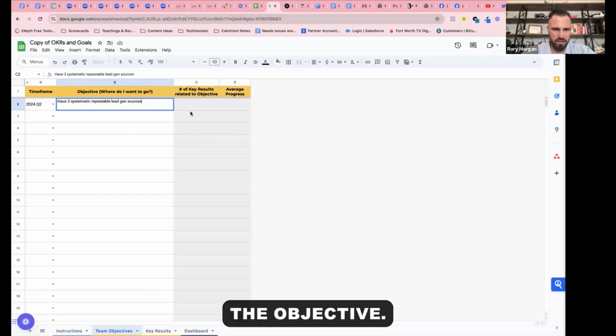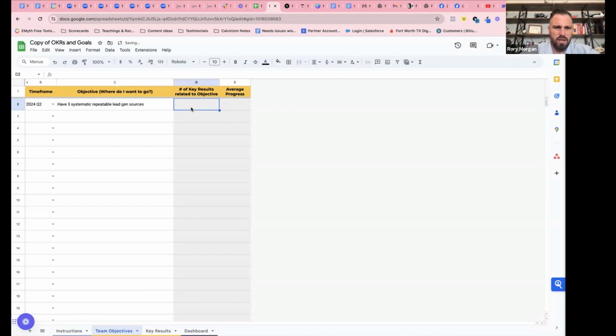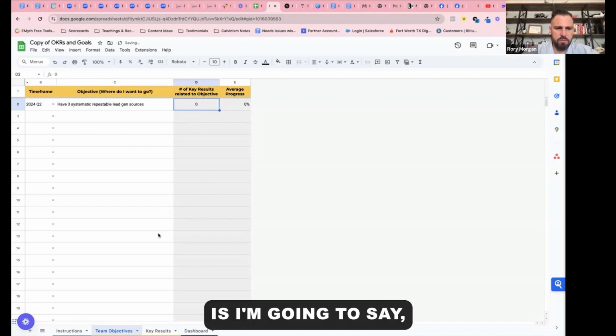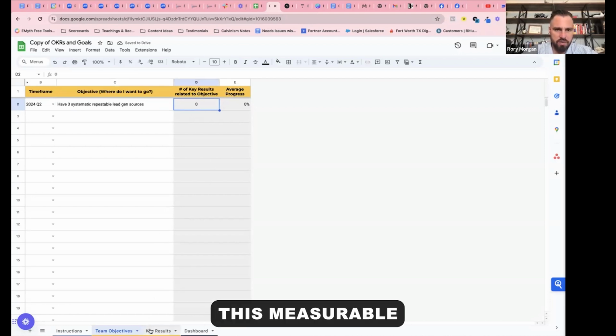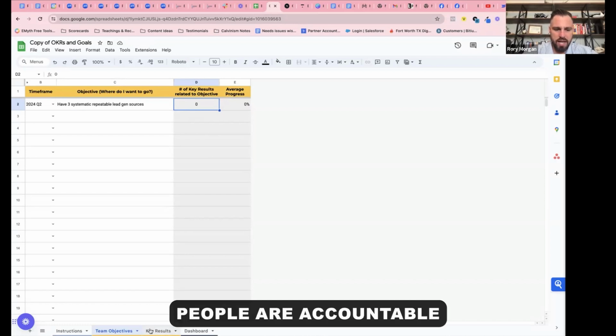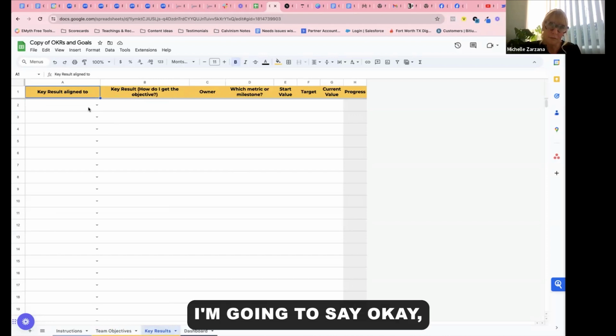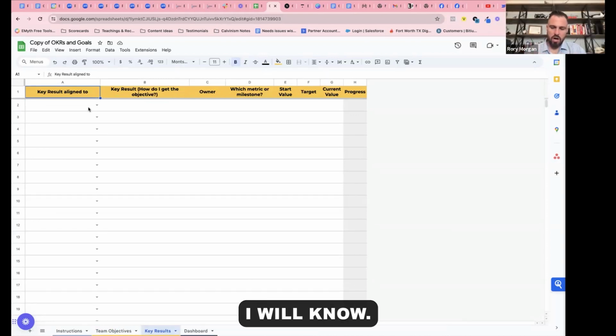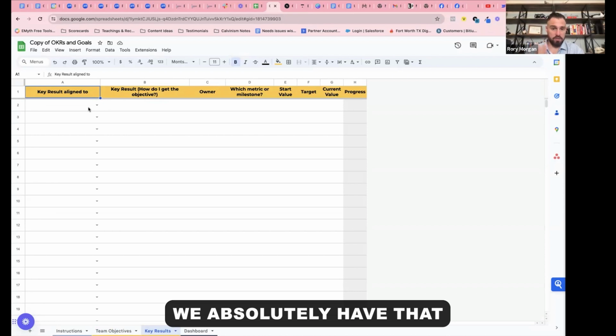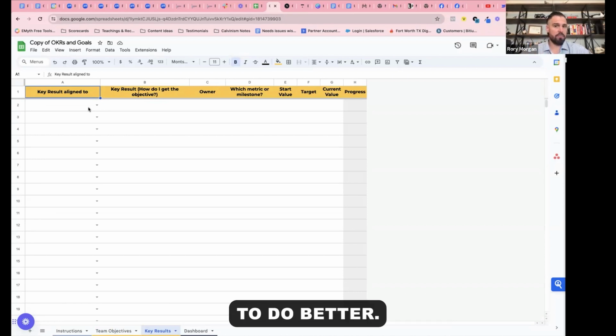Okay, so that's the objective. And then what I'm going to do is I'm going to say, okay, now how can I make this measurable and make sure people are accountable for it? Okay. So then I'm going to say, okay, what are the key things I will know? And I can say, we absolutely have that, or we need to do better.